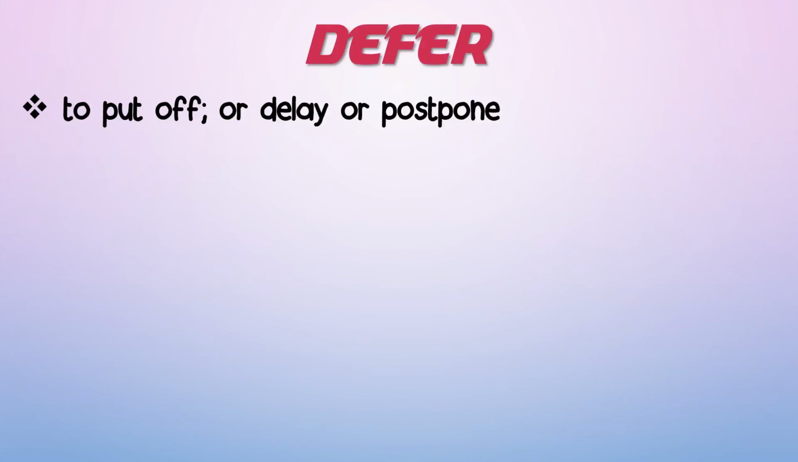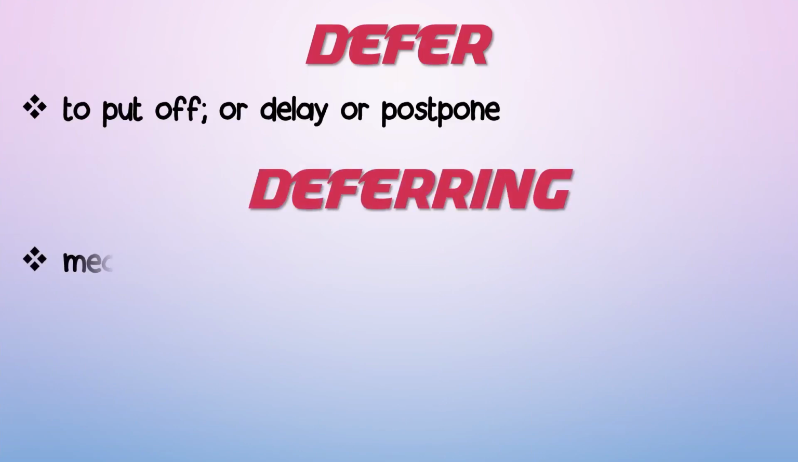Okay, to define the word defer, it means to put off or to delay or to postpone. That's why when you are deferring, you are delaying it. So when you are deferring your payment, it means you are delaying the payment, but you are not violating any rules. That's why when we say deferred annuity, the payments are not made either at the beginning or at the end, but on a later date or on a delayed date.